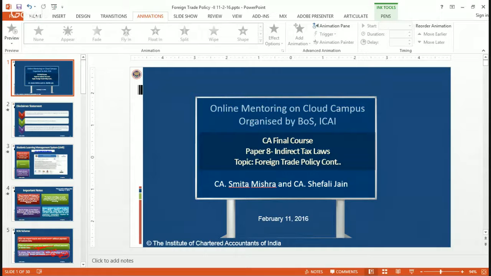SEZs have been established in several countries like China, Russia, Portugal, etc. In India, the concept of special economic zone first came into being on April 1, 2000 with an objective to enhance foreign investment and provide an internationally competitive and hassle-free environment for the exports.